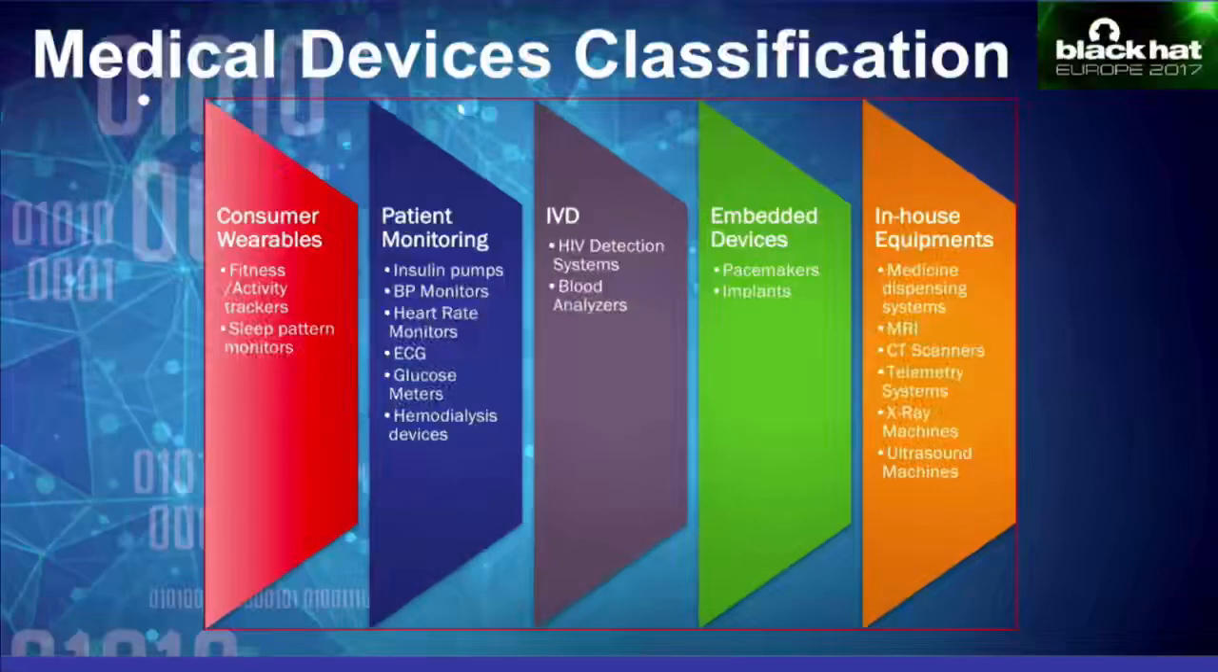Other than that, there are in-house equipments, and these are usually the bulky on-wheel machines that you see in hospitals, so your X-ray machines, ultrasound machines, MRI, etc. Some of them are new, so they have the connection part built into them. Some of them use other ways to connect to the network, and we'll talk about that in a bit.